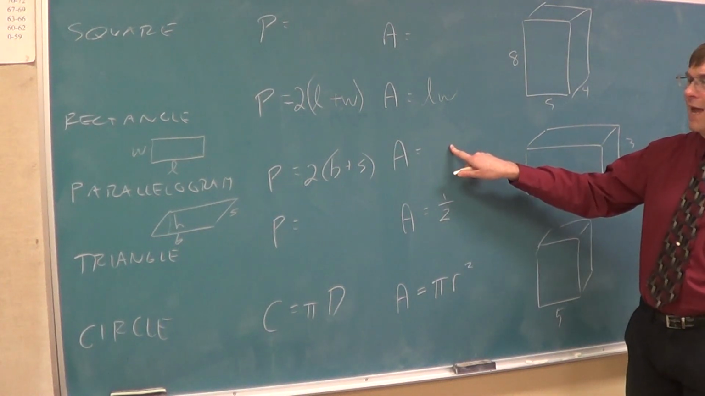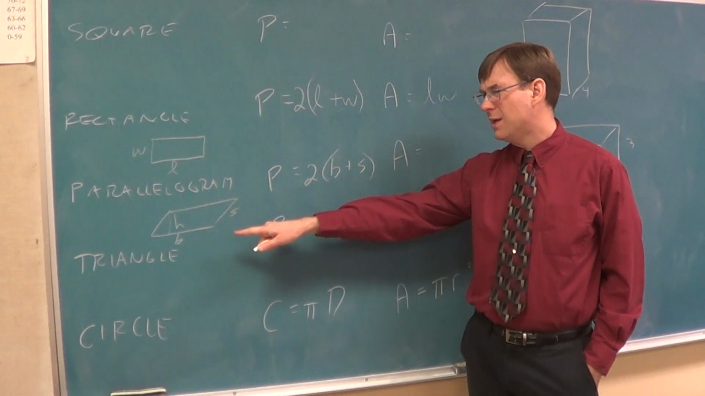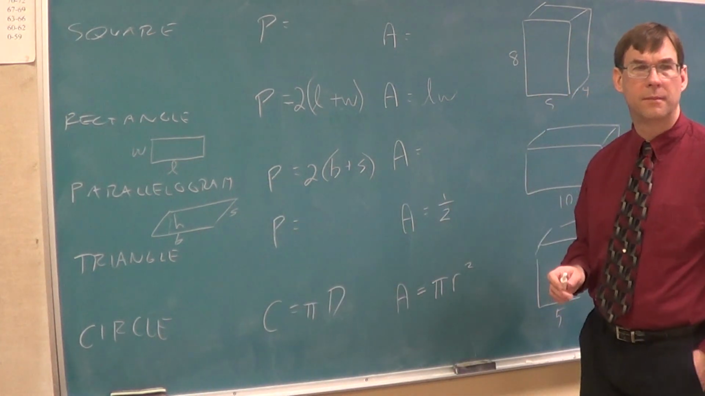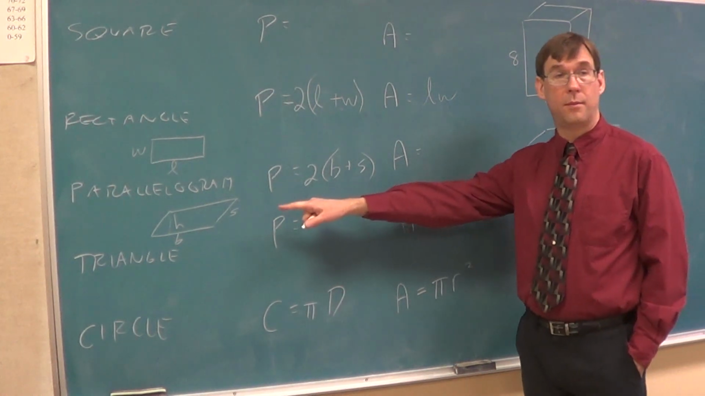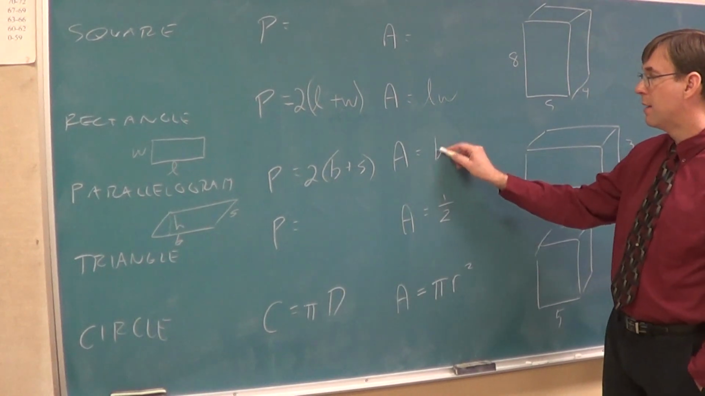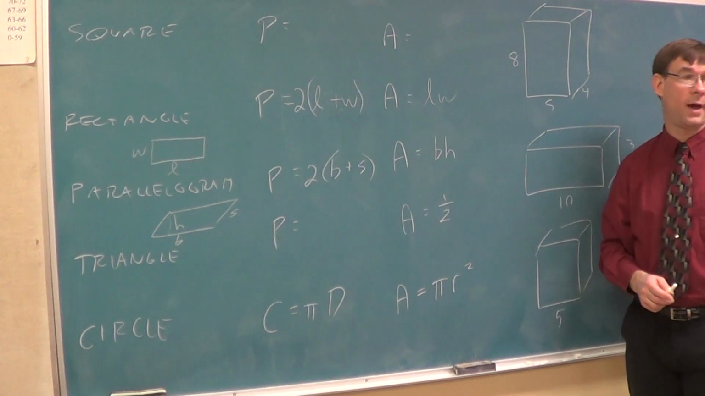So if I want to do the area, which of the letters matter? Base, side, height, which two? Whichever line makes a right angle. Yeah, the right angle, which is going to be the base and the height. So this is going to be a base times a height, that's true. Question about that?